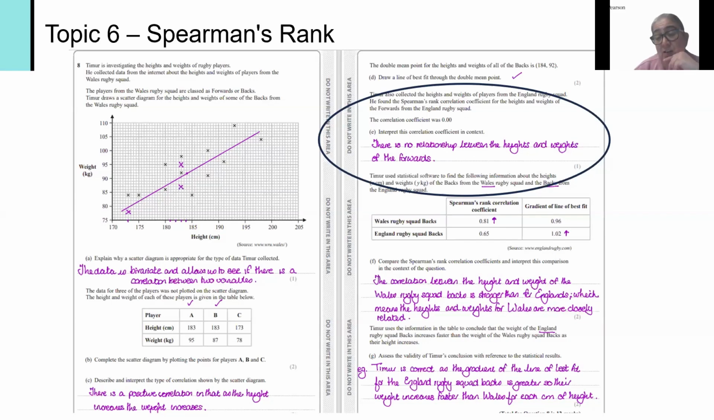In terms of that, again, it's that interpreting thing that keeps kicking in with it, and understanding what a correlation coefficient of 0 actually means. No correlation wasn't enough. And too many students did write no correlation. So it's about what does interpret actually mean for students.